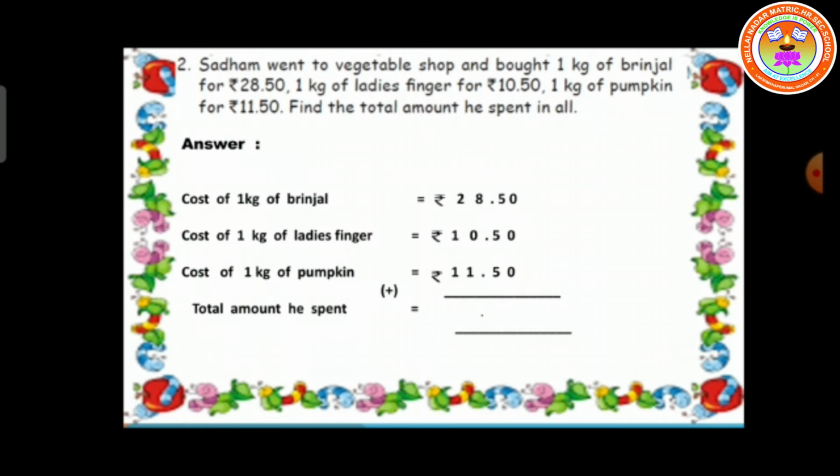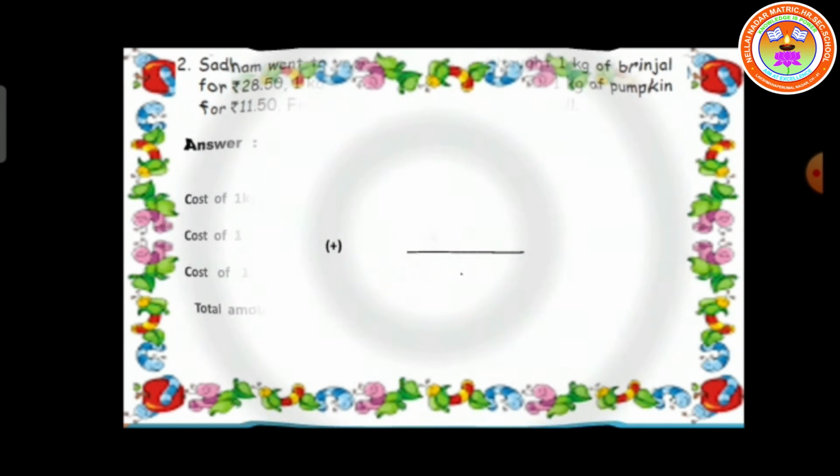So the total amount he spent is 0 plus 0, 0, 5 plus 5 is 10, 10 plus 5 is 15. So 5 in the down and 1 in the carryover. 8 plus 1 is 9, 9 plus 0 is 9, 9 plus 1, 10. So 0 in the down and 1 in the carryover. 2 plus 1, 3, 3 plus 1, 4, 4 plus 1, 5. So the total amount he spent is 50 rupees 50 paise. Is it clear, students? Next.